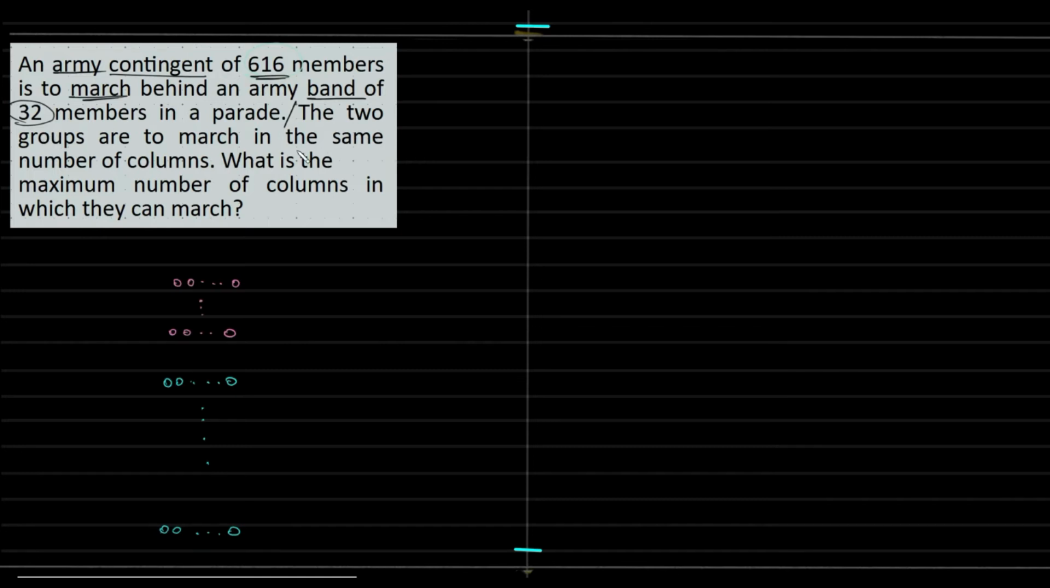The two groups are to march in the same number of columns. So the condition is very clear: the number of columns has to be the same. What is the maximum number of columns in which they can march? So this is the question.